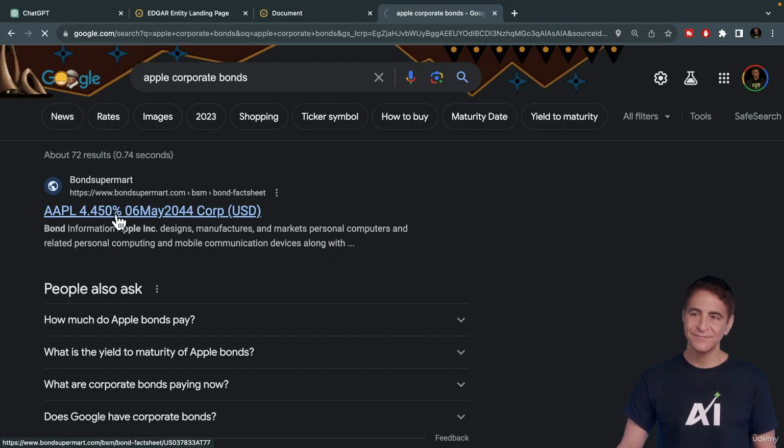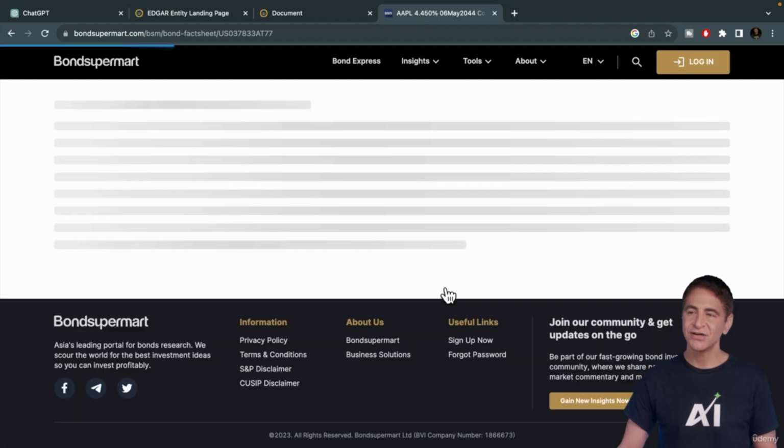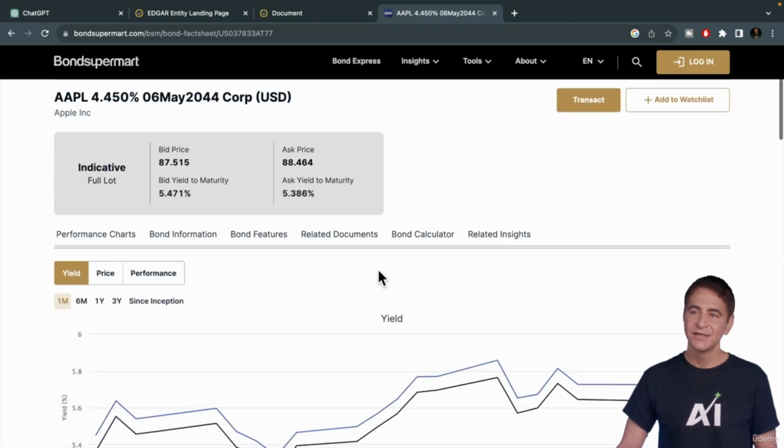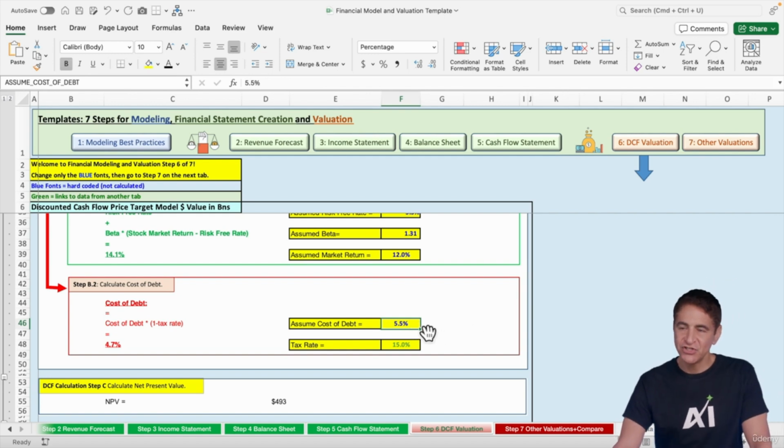Let's go here. That's really 5.5. It's marked up. I'll show you. All right, so let's go here. Yeah, so it's about 5.5%. Okay. All right, and so 5.5% we'll put here, which I did here, and it's blue, so you type that in.